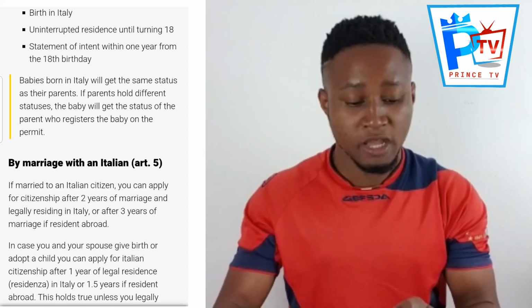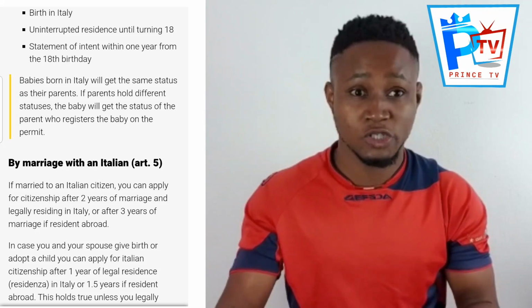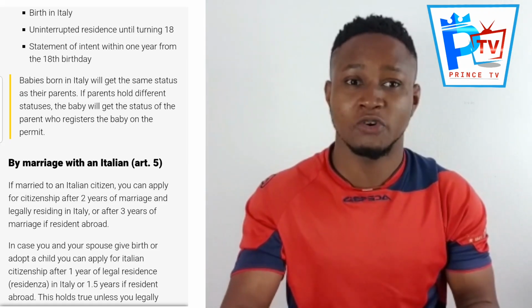He said, by marriage with an Italian citizen. You understand? It is located in Act 5. That is where the law is stated. He said, if married to an Italian citizen, you can apply for citizenship after 2 years of marriage and legally residing in Italy, or after 3 years of marriage if resident abroad. So if you marry an Italian person and you reside here in Italy, after 2 years you can apply for Italian citizenship. But if you don't reside here in Italy, but in any other country, after 3 years you can request for Italian citizenship.